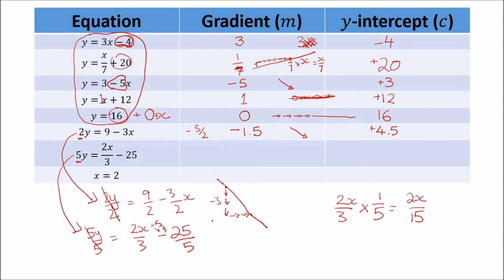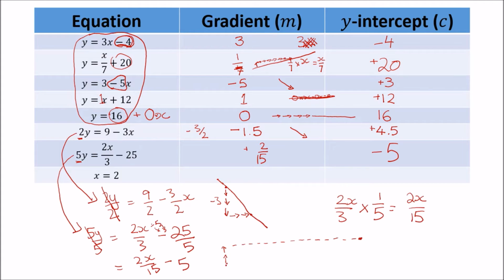So hopefully you can see that when we're dividing by 5, we leave this alone and we're really just multiplying the bottom, the denominator, by the 5. So that becomes 2x on 15 minus 25 divided by 5 is 5. So our y-intercept is negative 5, and our gradient is positive 2 on 15, which means we rise 2 and we run 1, 2, 3, 4, 5, 6, 7, 8, 9, 10, 11, 12, 13, 14, 15.